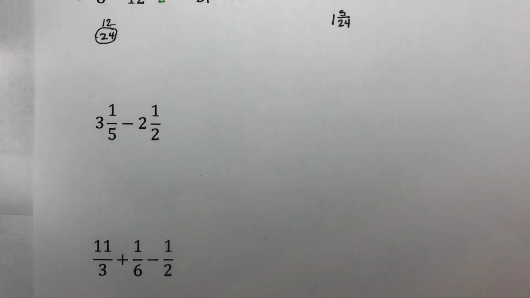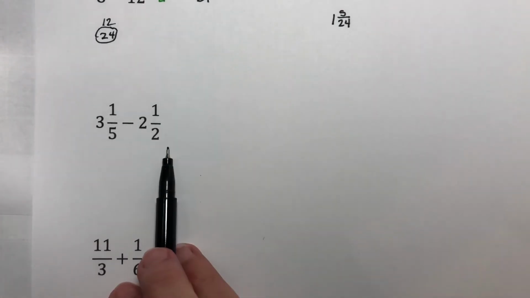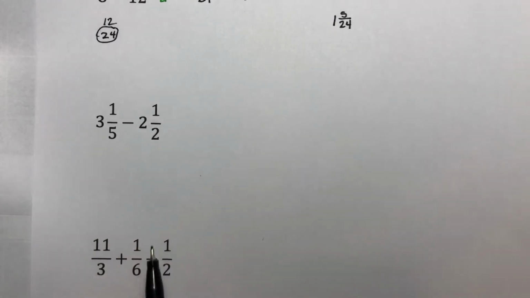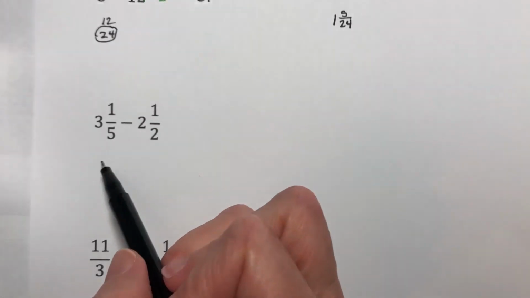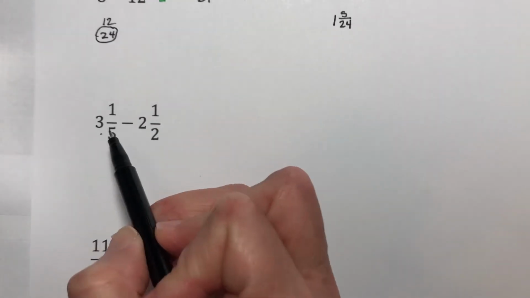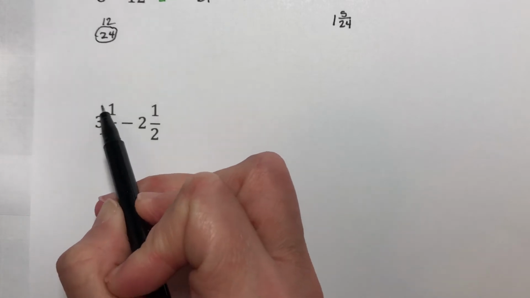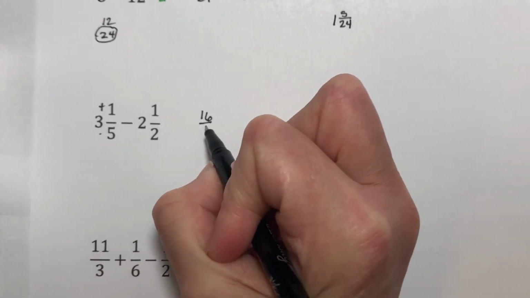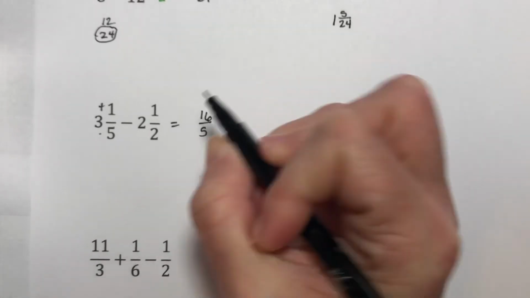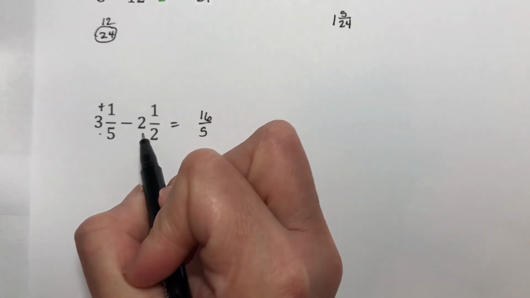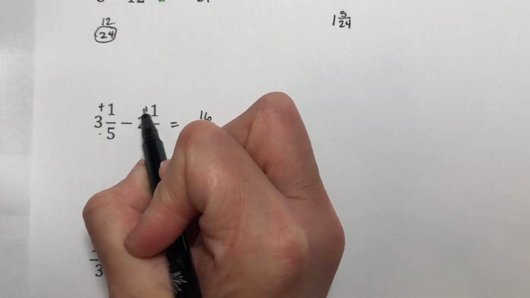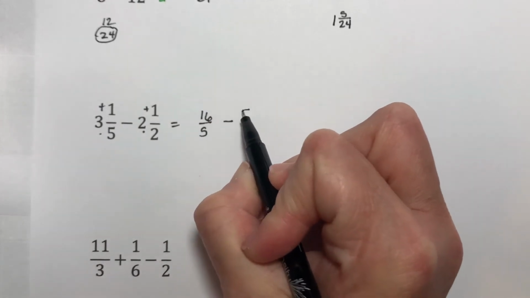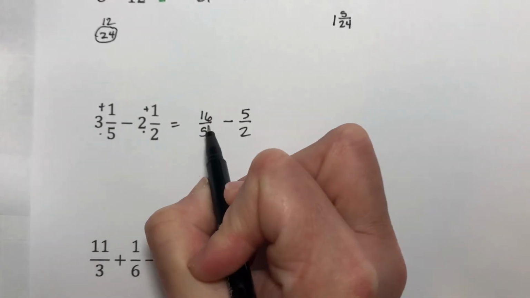Okay, so let's try this one. We're starting off with mixed numbers, which means we want to change them into improper fractions. So do around the world first. 5 times 3 is 15. 15 plus 1 would be 16. So that's 16 fifths. 2 times 2 would be 4. 4 plus 1 is 5. So this is minus 5 halves.